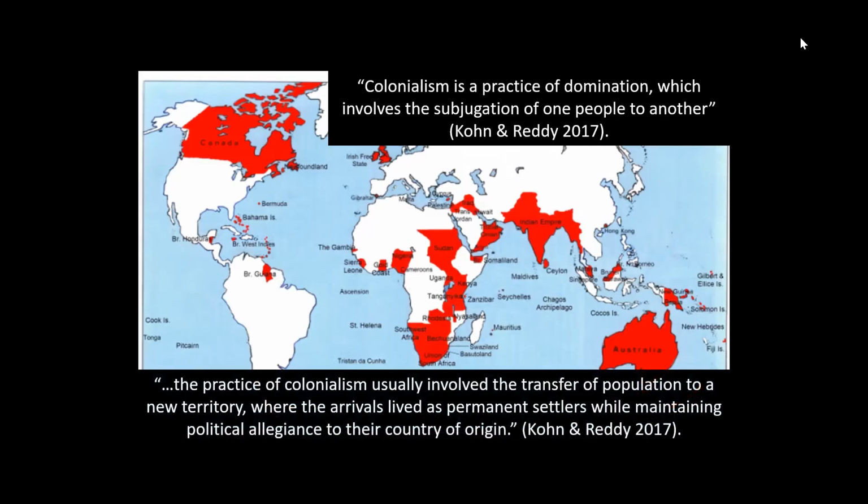So the way that Conan Reddy, this is in the SEP article, thinks about it is what's often called settler colonialism. This is the practice of colonialism that usually involves the transfer of a population to a new territory where the arrivals live as permanent settlers while maintaining political allegiance to their country of origin. So there are a few aspects here worth picking apart. First, you've got this aspect of transferring a population to a new territory. And this, of course, can happen in many different ways, right? Famously in Australia, some of the transfers were done as a penal colony. In the United States, a lot of that transfer, at least for Europeans, was often in indentured servitude. Of course, the people from Africa who were put there were taken over as slaves.